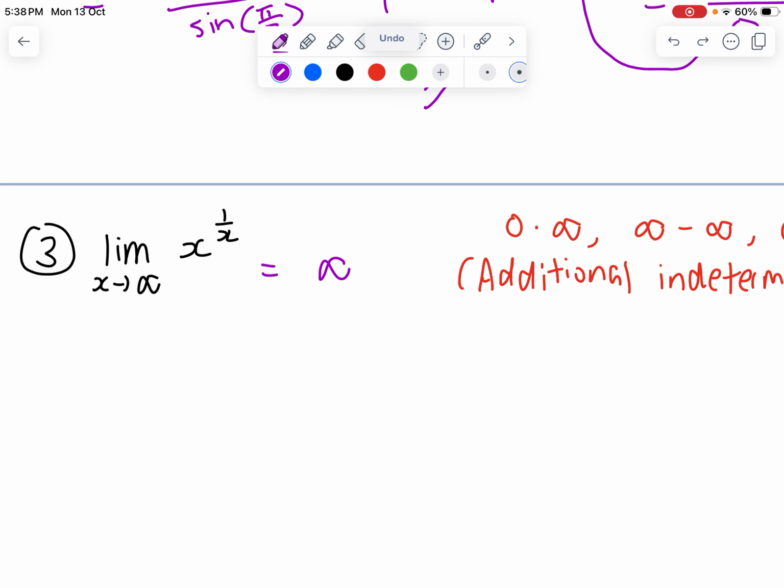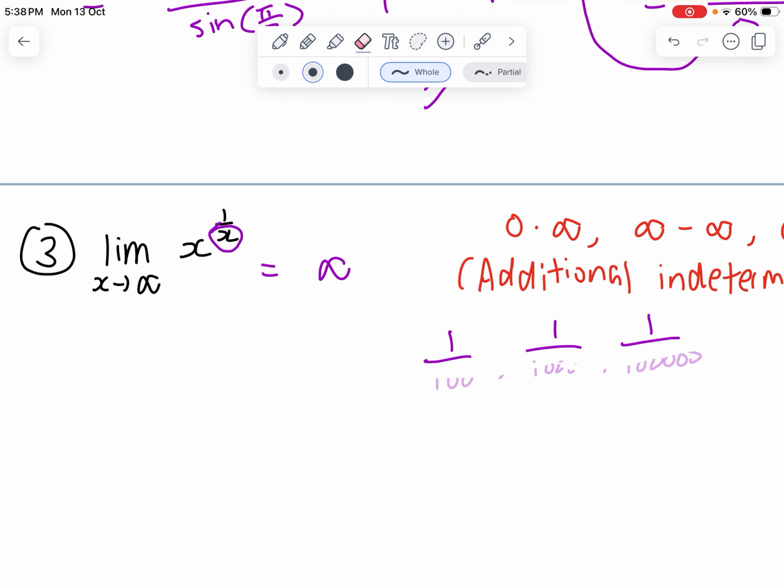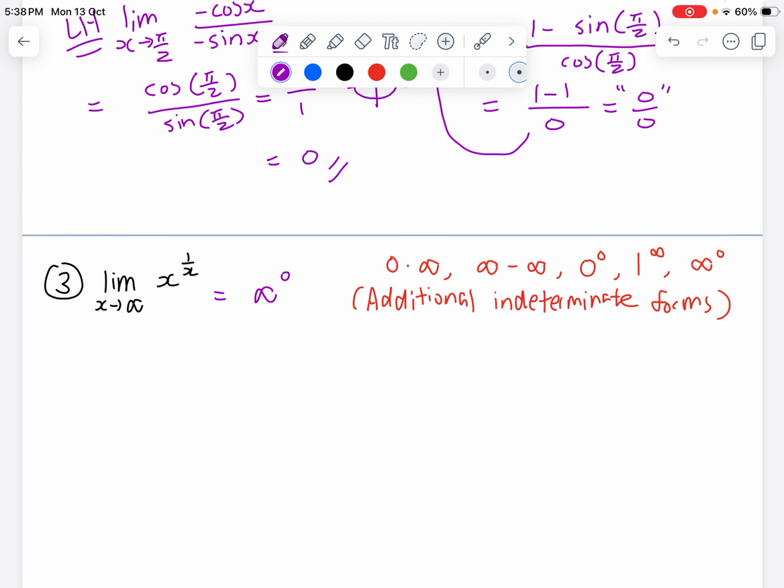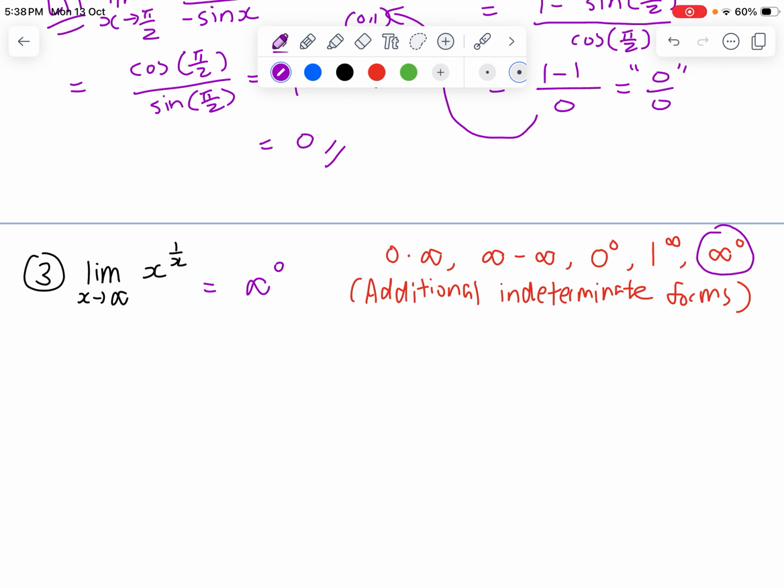And 1 over x approaches 0, because as x becomes a larger number, the denominator becomes bigger. And when the denominator becomes bigger, it gets closer and closer to 0, right? So in this case we have infinity to the power of 0, which is one of the indeterminate forms. So what we want to do is obviously take L'Hospital's rule.